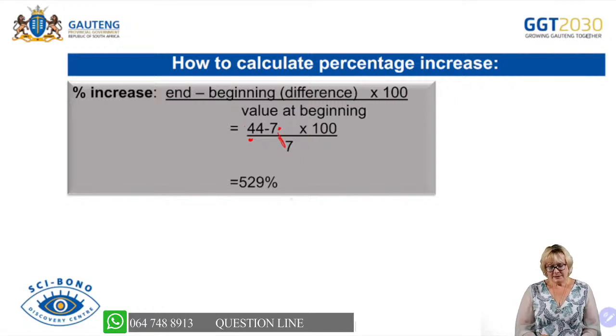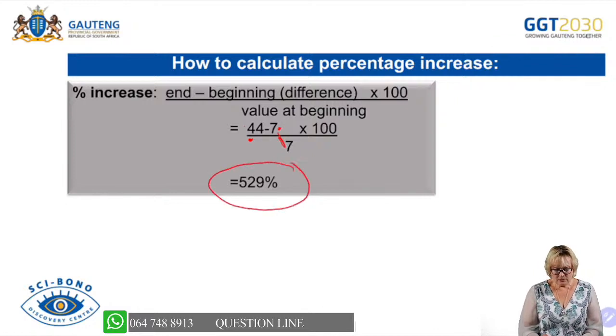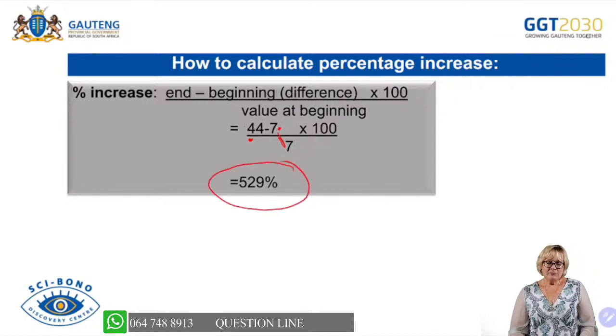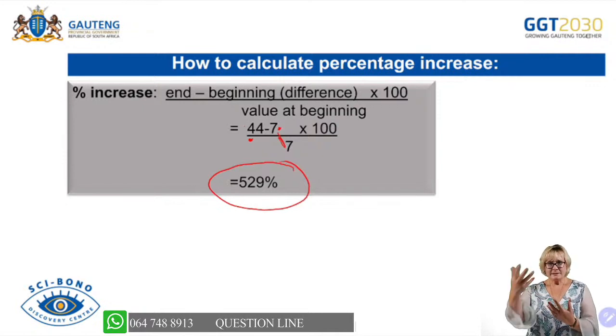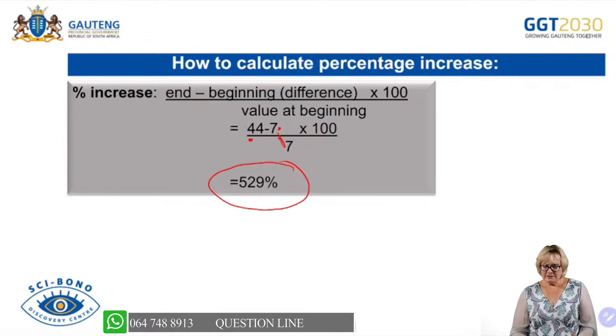And as you can see, it's very, very large. It increased by 529% because it was 7 that were poached in 2008, but in 2010, 44 were poached. So it's more than double, because if it was double, a 100% increase, it would have been 14. But like you can see, from 7 to 44 gives you an increase of 529%, which is a lot.